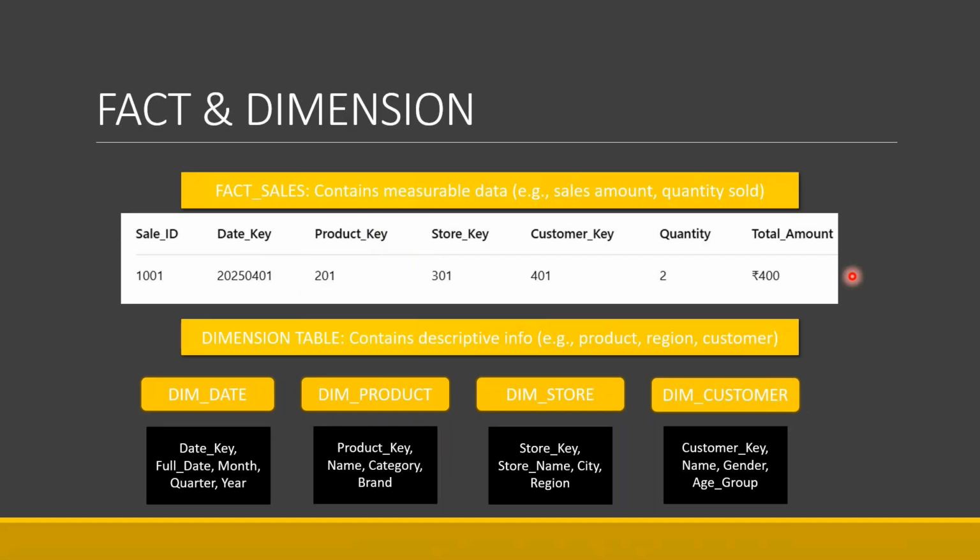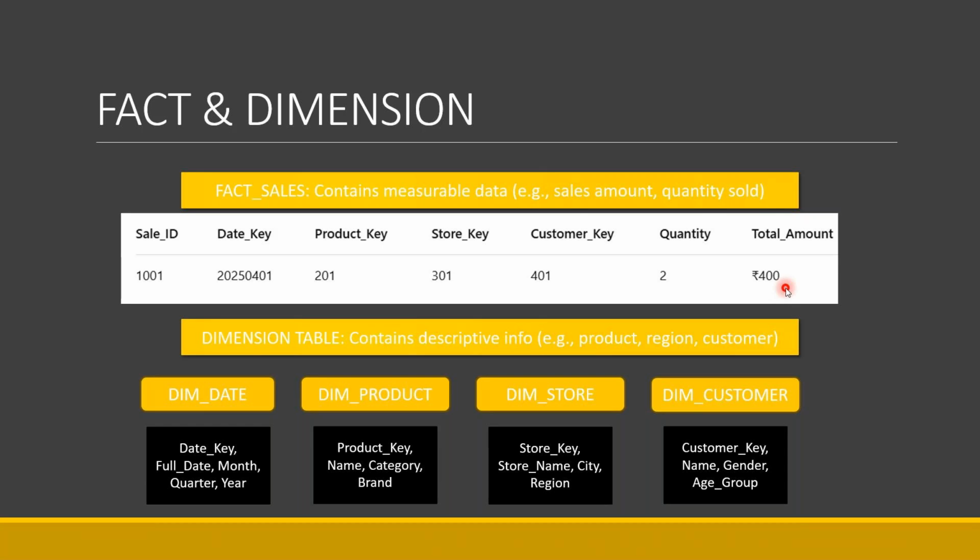Just a question here: what is the measurable information? Measurable is like quantity or numerical information, like sales amount, quantity sold. Here you see quantity and total amount, right, in this representation. So whatever is numbers, that is measurable.